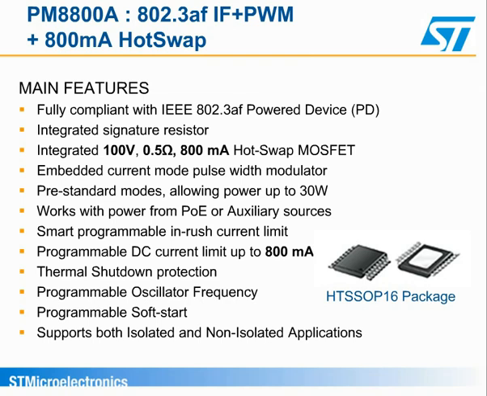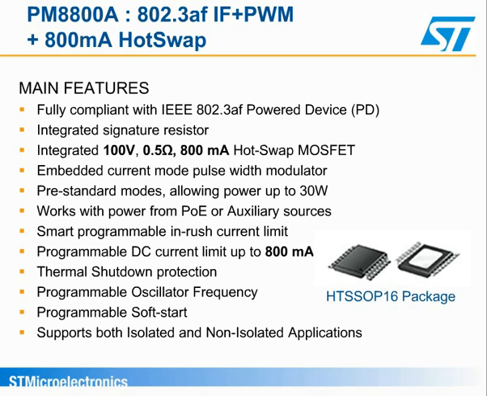It is built using a 100-volt process. Its internal hot swap MOSFET has an RDS(on) of 0.5 ohm, and it is rated for up to 800 milliamps. Because of its high current capability, the PM8800A is also able to support pre-standard mode, allowing power delivery up to 30 watts. It works with power either from the PoE or auxiliary sources, which provide greater flexibility when available.